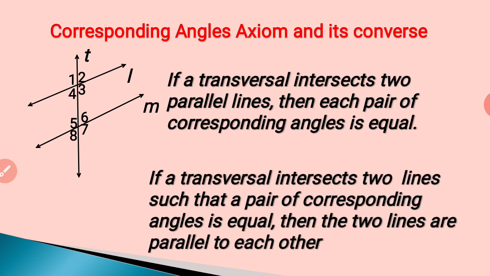Let us see about its converse. If a transversal intersects two lines such that a pair of corresponding angles is equal, then the two lines are parallel to each other. In this case, we are told that the corresponding angles are equal. We conclude that the lines are parallel.